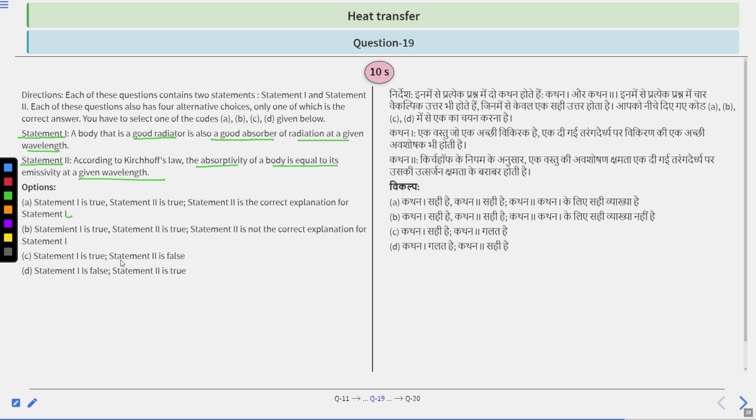So which one is correct? You have 10 seconds to solve this question. After 10 seconds, we will provide the solution of this question. Clear?